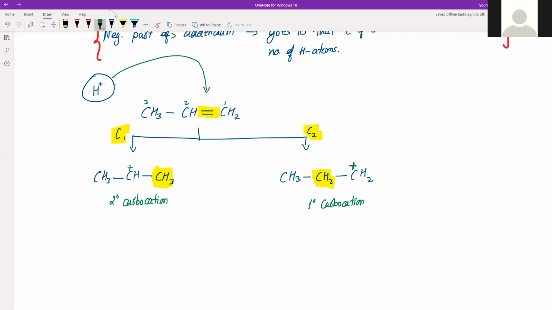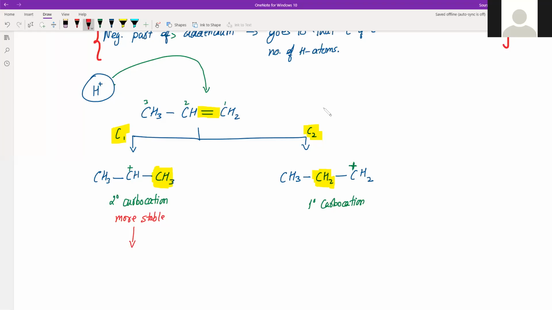And luckily we have already studied which carbocation is more stable. So which one is more stable out of these two, 2 degree and 1 degree? Any answers? 2 degree. So this is more stable. Because it is more stable, the product which will be formed by this will be the major product, right? So what will happen now?